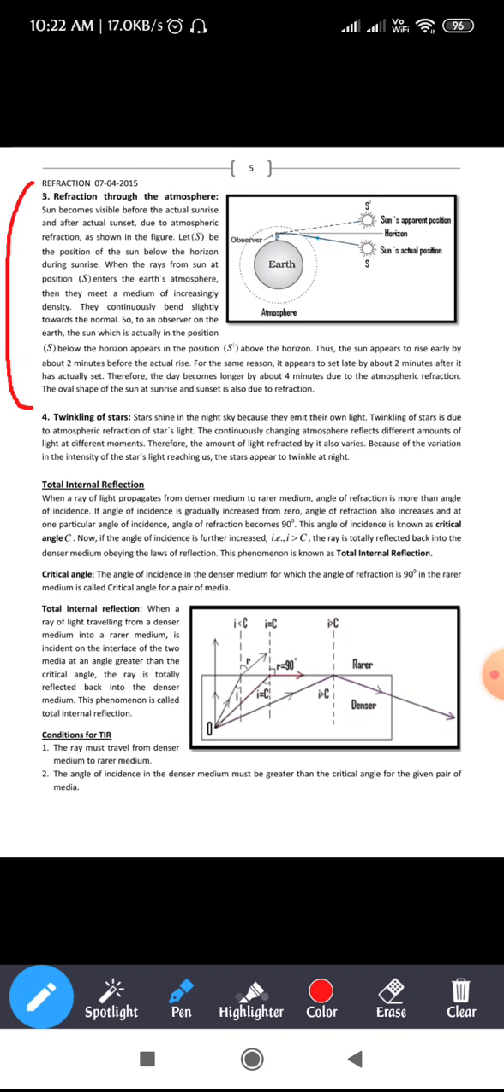they meet a medium of increasing density. They continuously bend slightly towards the normal. So to an observer on the earth, the sun, which is actually at position S below the horizon, appears at position S dash. Thus the sun appears to rise early by 2 minutes before the actual rise. For the same reason, it appears to set late by 2 minutes after it actually sets. Therefore, the day becomes longer by about 4 minutes due to atmospheric refraction.